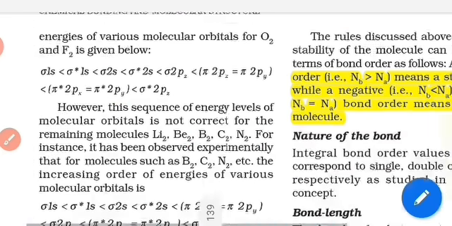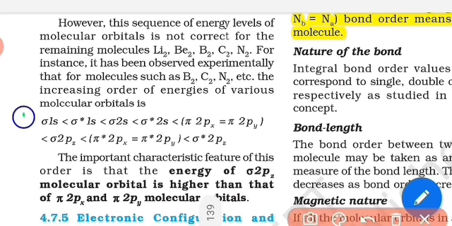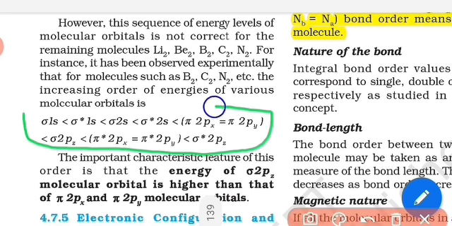For boron, carbon and nitrogen molecules, the energy sequence is this. The difference between these two is only at this level. For boron, carbon, nitrogen molecules, pi 2px and pi 2py lie to the lower energy side as compared to sigma 2pz.